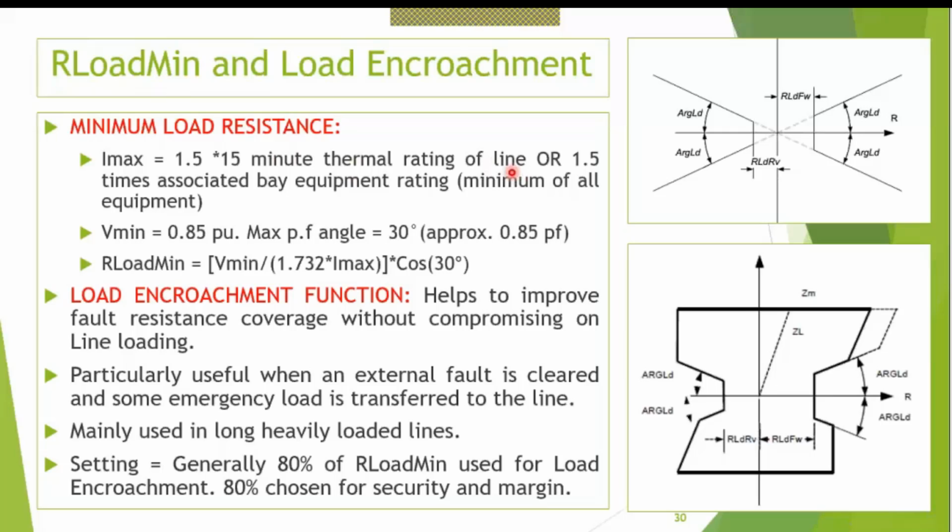And the voltage, depending on the voltage level, 0.85 to 0.9 is the normal. And a power factor angle of 30 degrees is okay. Normally in transmission lines, a power factor angle of 30 degrees is not crossed. It is never more than that.